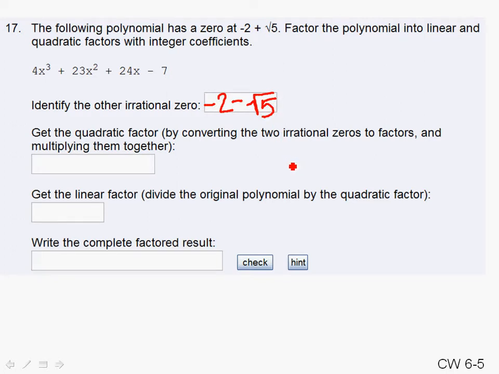Our next step says to get the quadratic factor by converting the two irrational zeros to factors and multiplying them together. Like with many things, there's more than one way to get this right answer. So let's explore a few different possibilities.